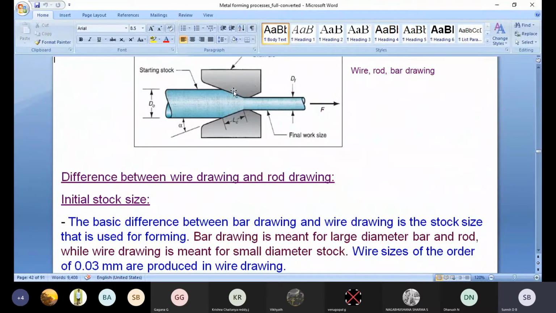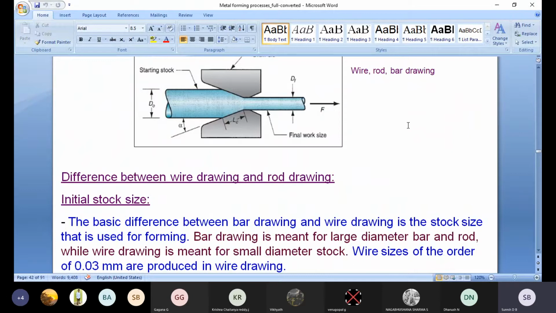Again, on the right side of the dies you can use two more dies. What is the main reason? In between these two dies you can maintain a 20 mm diameter. This 30 mm diameter rod is fed in between the 20 mm dies. Again the rod is reduced to 20 mm.